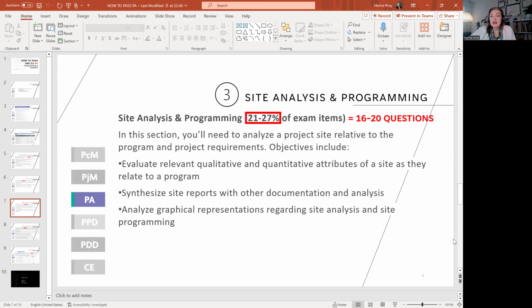Section number 3, site analysis and programming, and that's a larger division, not the largest, because the next one, which is building analysis and programming, is the largest, but site is very important too, and that's between 21 and 27%, or between 16 and 20 questions. Here you'll analyze a project site relative to the program and project requirements. And 3 objectives here. So you'll evaluate relevant qualitative and quantitative attributes of a site as they relate to a program.